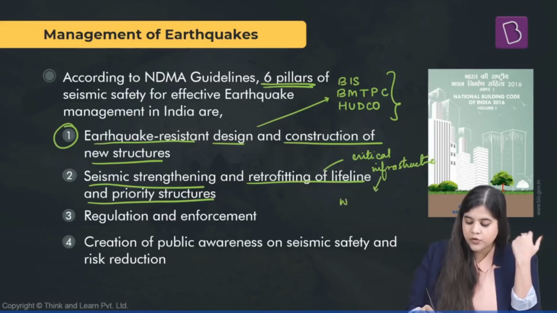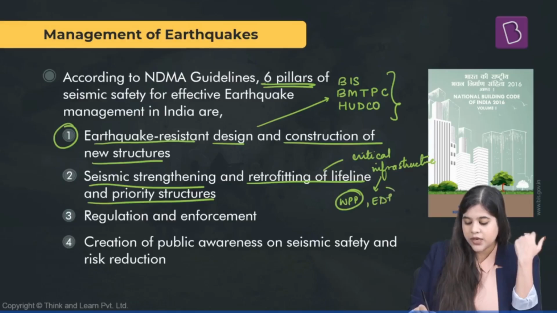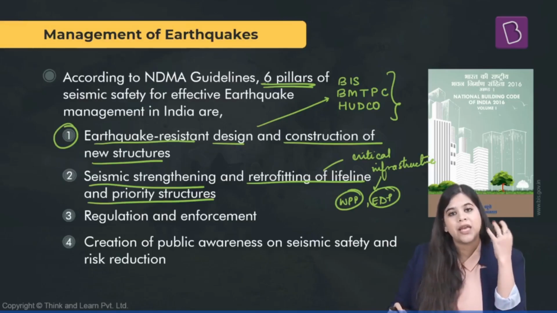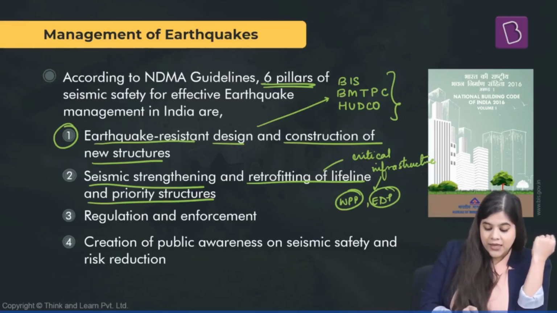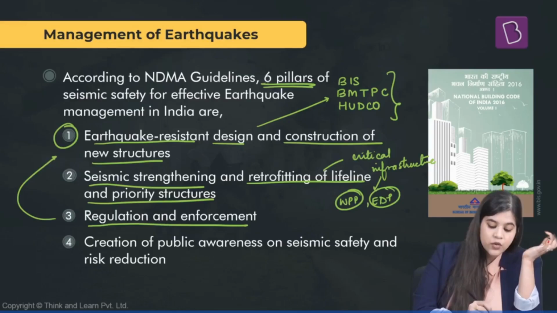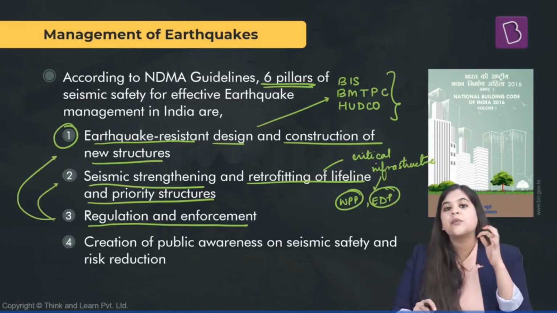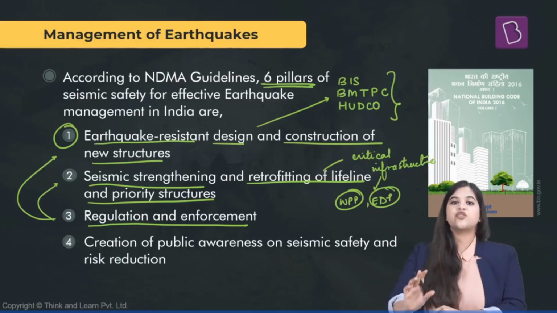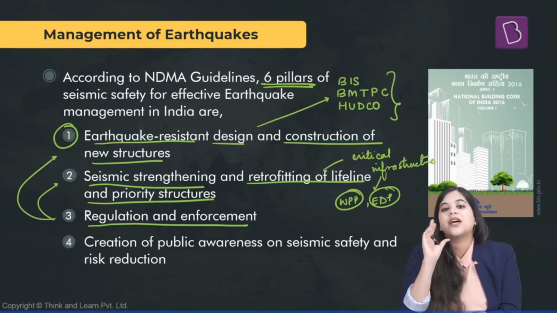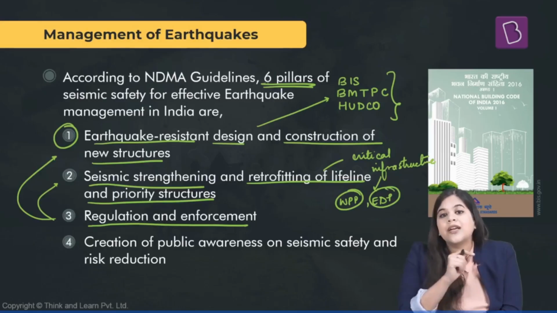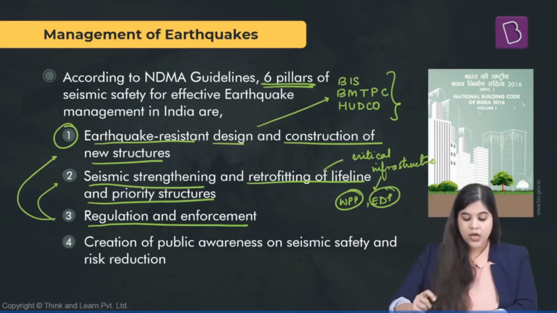Examples can be water purification plants and electricity distribution plants, which are essential for a normal life in any area. Then there needs to be regulation and enforcement of these codes which are being given in any particular area. It needs to be ensured that the new buildings that are coming up, or the buildings that already exist, are very up to date regarding the building standards.